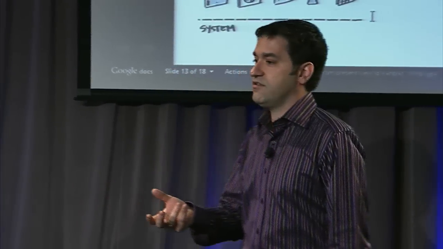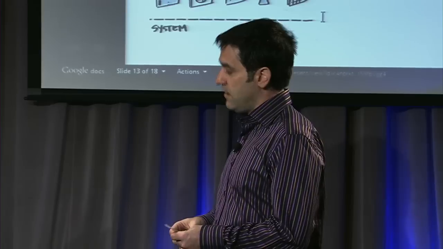OK, so I was talking a bit about security there. Let me talk a little bit more about security. So here I'll talk about application security. So how do we make sure that applications don't harm your machine? Because this is a primary attack vector for malware, as everyone knows.